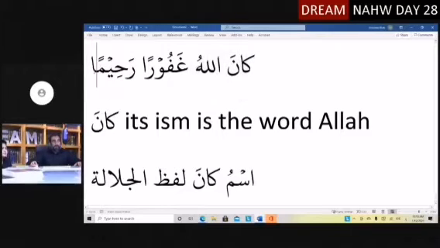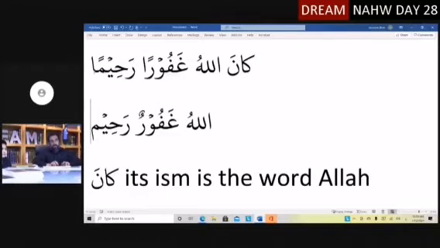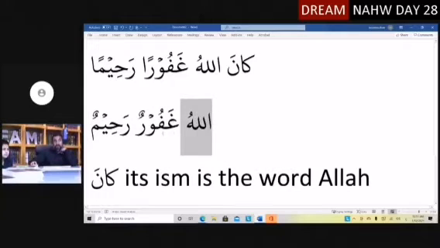Now let's compare this for a moment before we go any further. If I said Allahu ghafurun rahimun, this would be an easy peasy lemon squeezy jumla ismiya. The first rafa that came along would be my mubtada. The second new word, ghafurun, khabar. And rahimun is another khabar, because they're not related to each other. We talked about that before. This time, kana and its ism together are the mubtada.